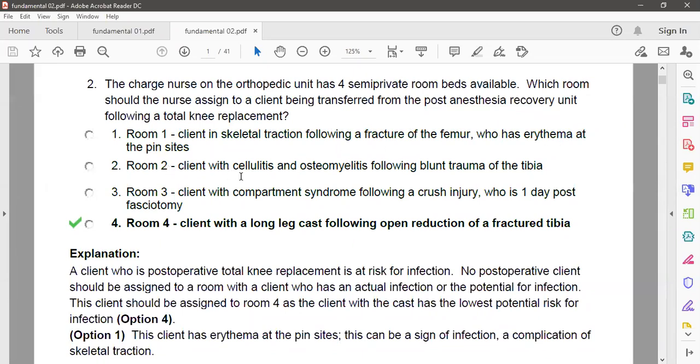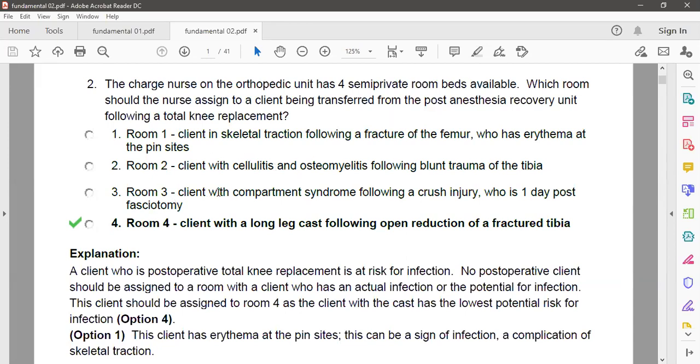Room number 2, the client has cellulitis. Cellulitis is a skin infection. It is a contact infection, and we have to follow contact precautions. As I told you, any skin infection like impetigo, pediculosis, scabies, varicella, even cutaneous diphtheria, all are contact precautions or skin infections. Even Ebola and viral conjunctivitis, we do not put in the same room as the post-operative patient.